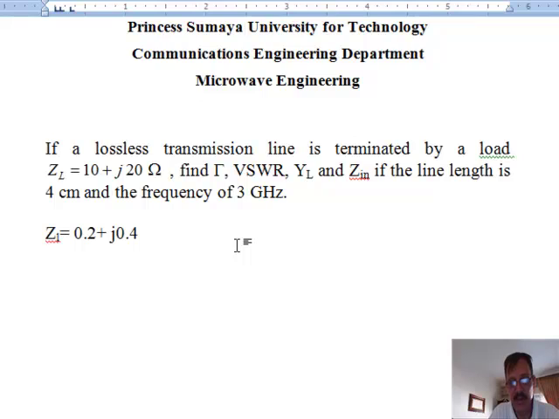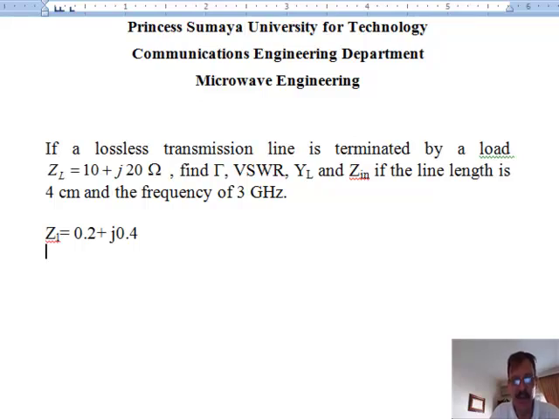The first thing we need to know is the normalized impedance of the load, which we divide by 50 so that 10 over 50 gives us 0.2 and 20 over 50 gives us 0.4. So the normalized impedance becomes 0.2 plus J0.4. This is the value that we will take into the Smith chart, plot it there, and get all the rest of the calculations from there.